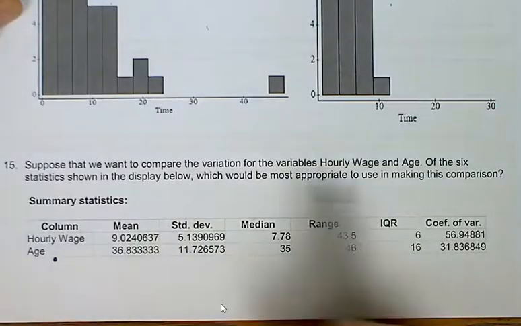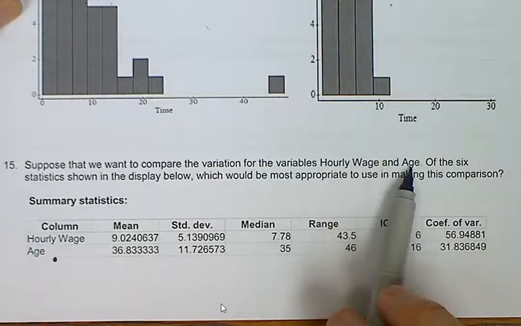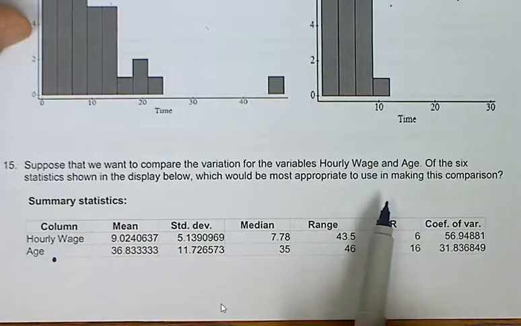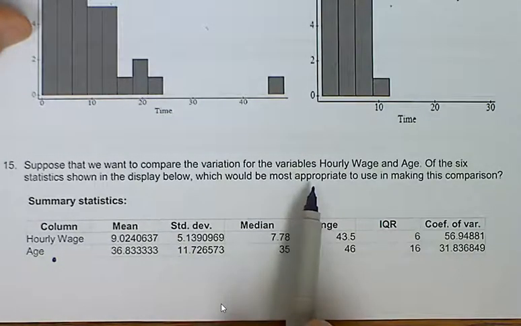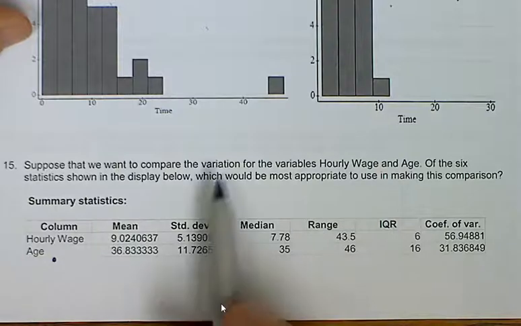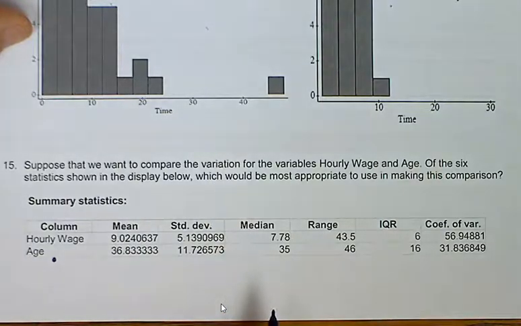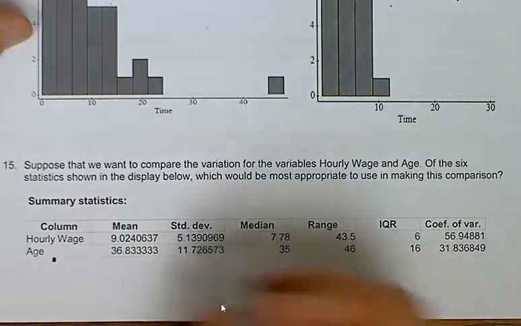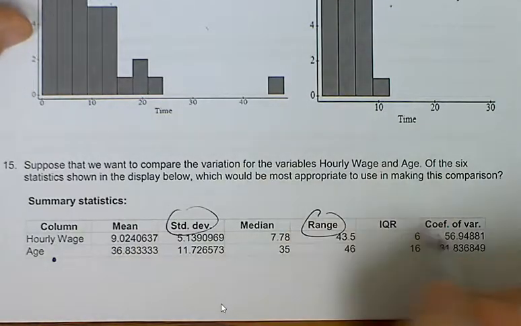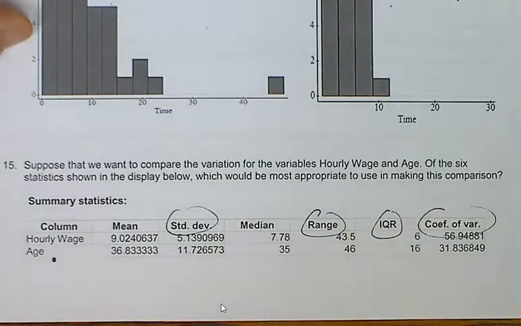Now we have some statistics for two variables, hourly wage and age, from a data set. Of the 6 statistics that we have shown here, the question is which one would be the most appropriate to use in comparing the variation for the two variables. So again, we're looking at which one has more variation, which one has less variation in the data. The statistics that are on here that have to do with variation are the standard deviation, the range, the IQR, and the coefficient of variation. The mean and the median are measures of center, so they don't even come into this.